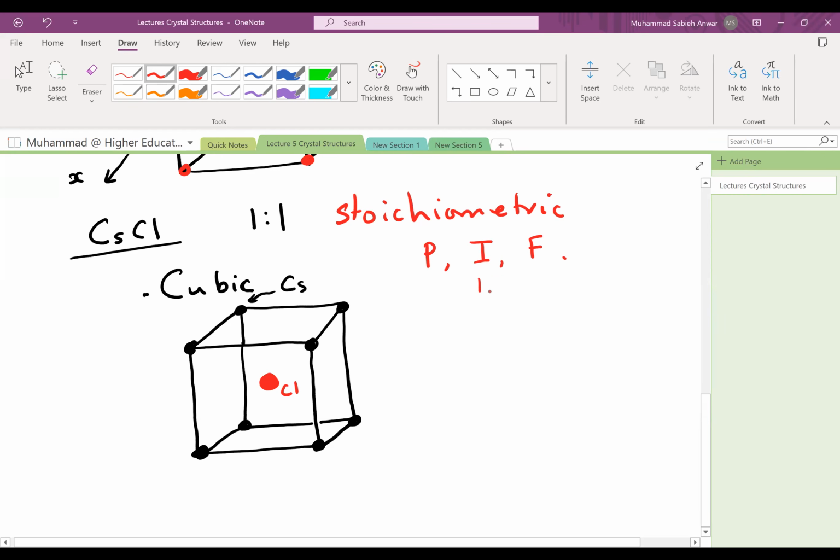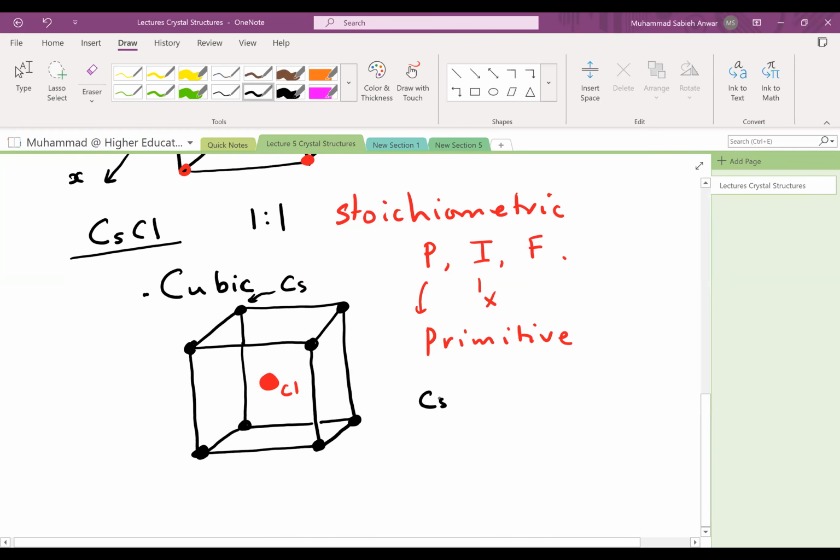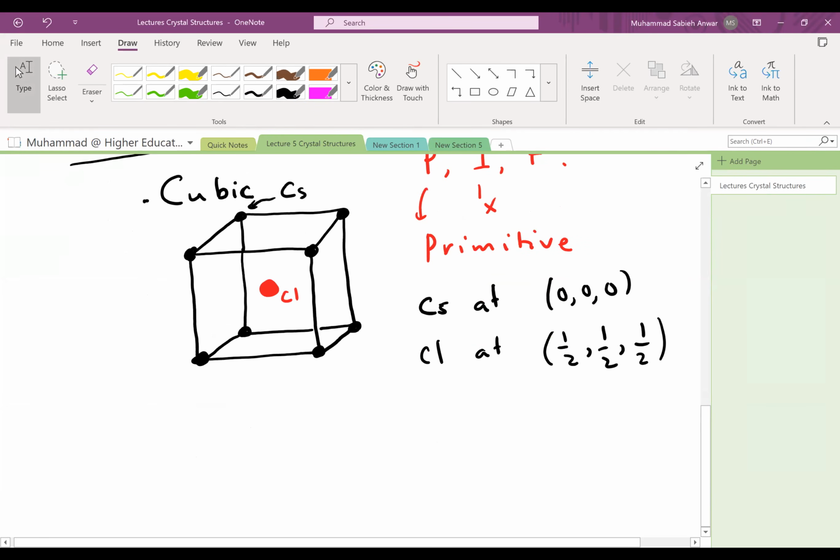But that is incorrect. It is in fact a primitive unit cell with a basis defined by cesium at 0, 0, 0 and chlorine at half, half, half, where half, half, half are the fractional coordinates. So it's not a body-centered structure. It's not a body-centered lattice type, rather it's a primitive lattice type.